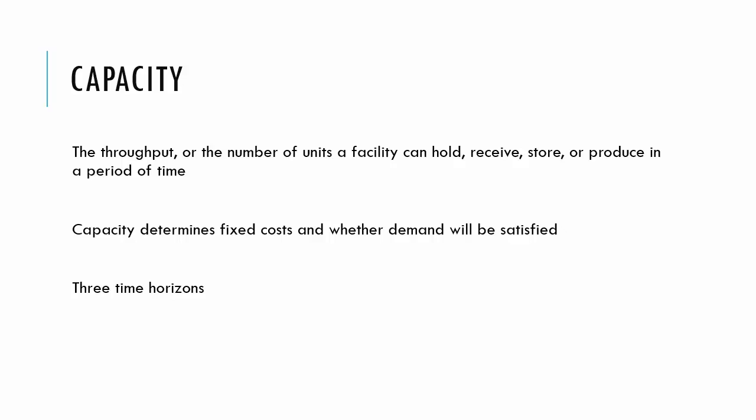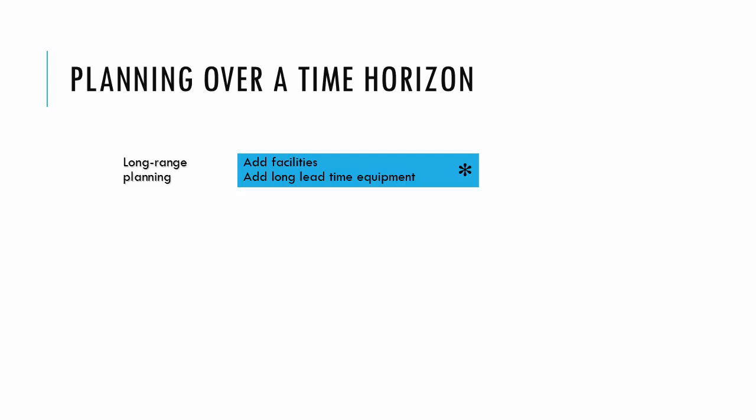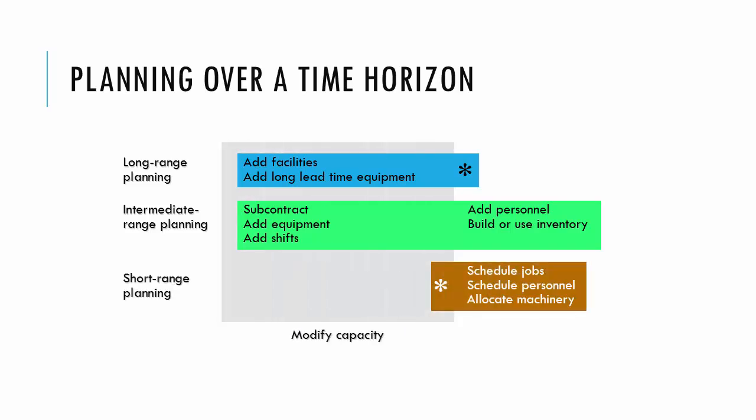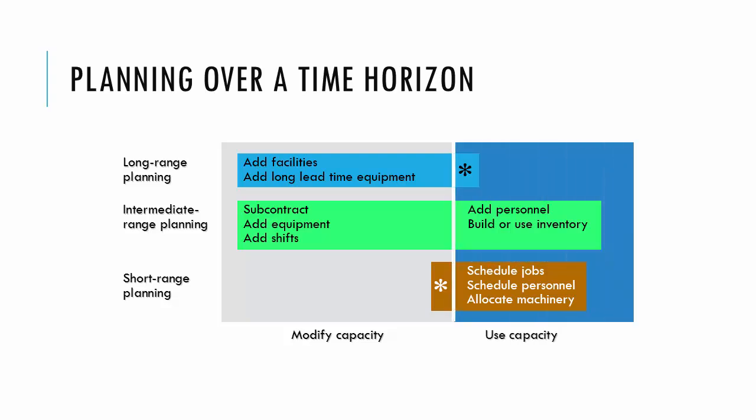When planning for capacity, 3 time horizons are often considered. There is the long range, intermediate range, and short range planning. For each time horizon, we need to consider both options of modifying capacity and using the current capacity. For long range planning, we have numerous options to modify capacity, especially in terms of building additional capacity. On the other hand, there are very limited options or decisions we can make that directly influence our immediate use of current capacity when planning for the long range.